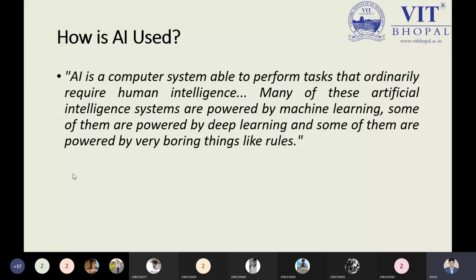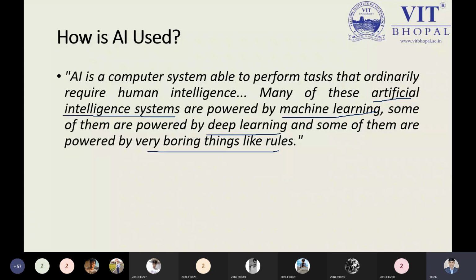So how can we use artificial intelligence? Please read the statement carefully. Many of these AI systems are powered by machine learning, some are powered by deep learning, and some are powered by boring things like rules. These rules are known as production rules. When something is not satisfying my result, I get bored. That is the reason it is written as very boring things like rules.